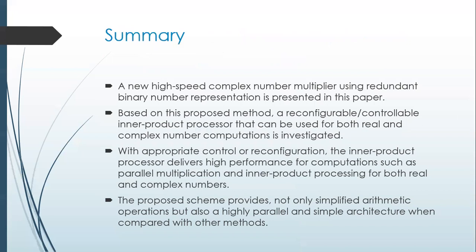So we can conclude that a new high-speed complex number multiplier using redundant binary number representation is presented in this presentation. Based on this proposed method, a reconfigurable or controllable inner product processor that can be used for both real and complex number computations is investigated. With appropriate control or reconfiguration, the inner product processor delivers high performance for computations such as parallel multiplication and inner product processing for both real and complex numbers. The proposed scheme provides not only simplified arithmetic operations, but also a highly parallel and simple architecture when compared with the other methods. Thank you.